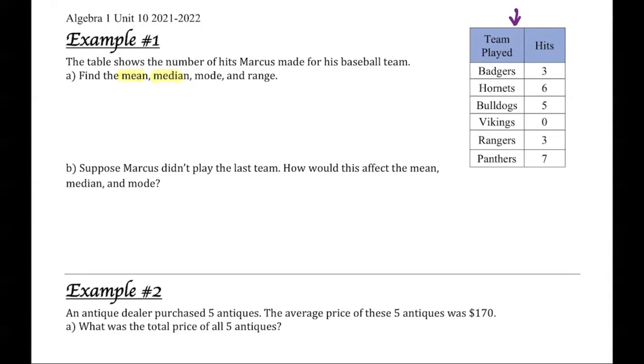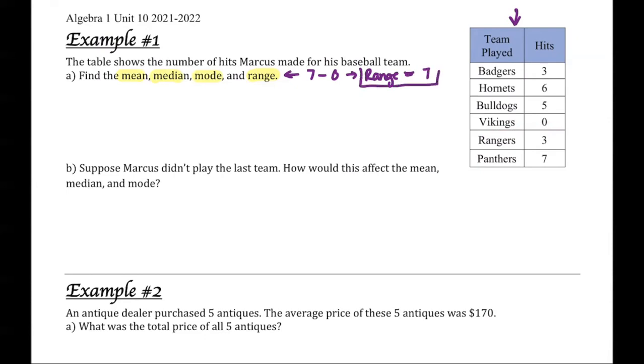We want to find the mean, the median, the mode. And then we also are going to go about calculating the range. Now, the range on this one is actually one of the easier things to do. The range is the difference between the highest and the lowest values. So if I was going to calculate my range, we would take the highest number of hits that Marcus had in one of his baseball games, which was 7. And we would subtract the smallest number of hits that he had, which looks like it was against the Vikings, and he had 0 hits. So we would take 7 minus 0, and that would tell me what the range of this data set is.